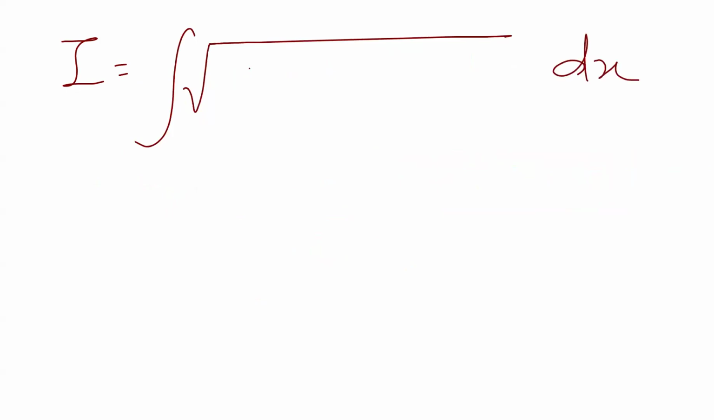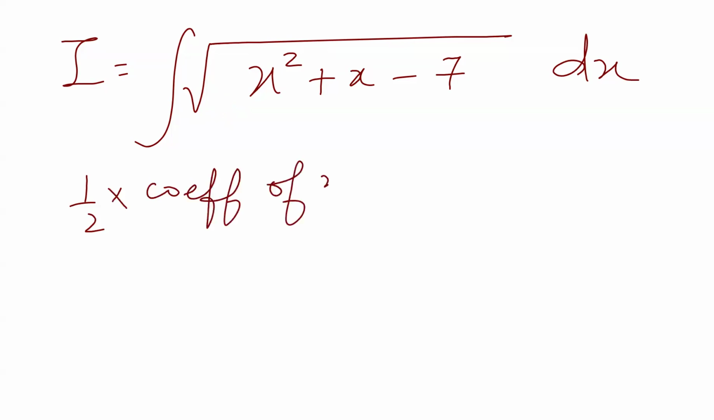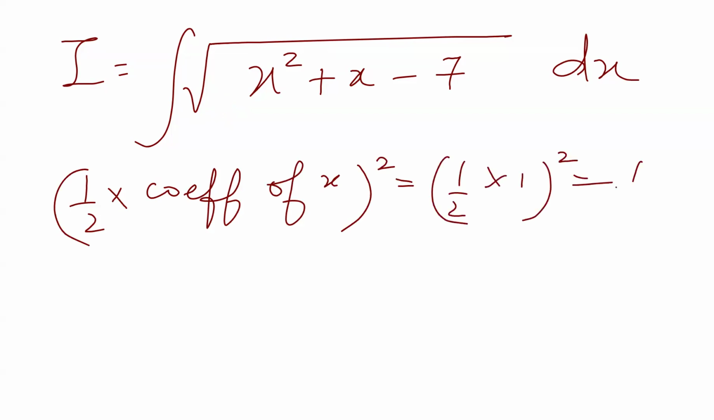Integration. Let's take root of x square plus x minus 7. So we have a middle term. Whenever there is a middle term, use half into coefficient of x, but prior to that, check if any coefficient of x square is there or not. There is no coefficient of x square; technically, it is 1. That's fine. Any other number is not allowed. Half into coefficient of x the whole square, half into 1 square, which is equal to half square.